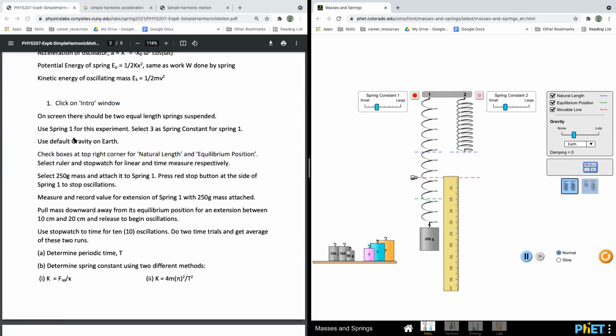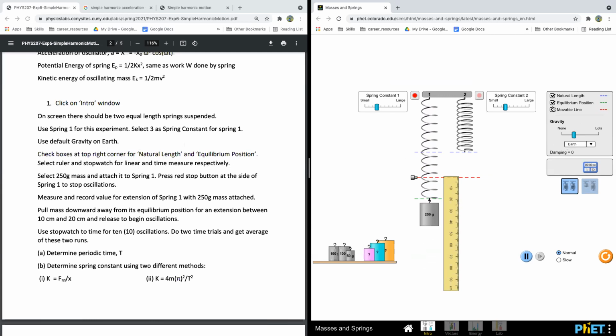And yeah, so let's look at the menu. We use spring 1 for this experiment, select 3 for spring constant. We have selected 3 for the spring constant. The default gravity on Earth. So we have the default gravity on Earth. Right the corner, natural length, equilibrium position, the ruler and stopwatch for linear and the time measure respectively.